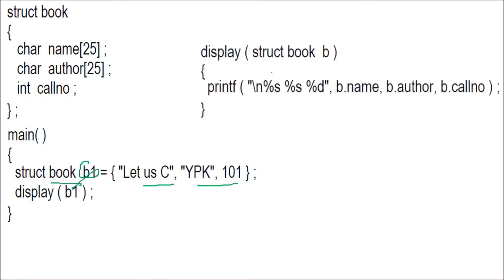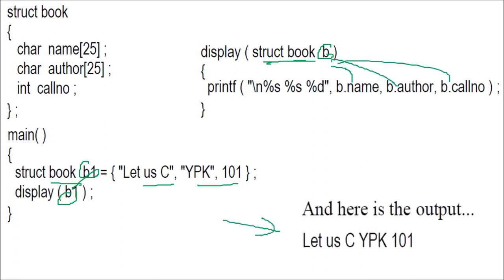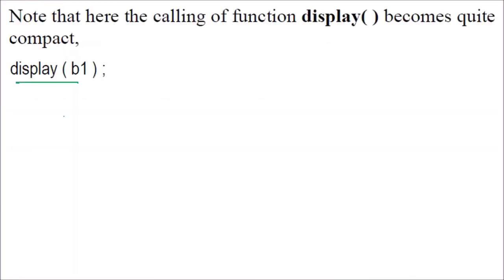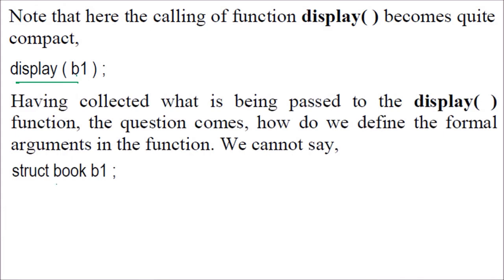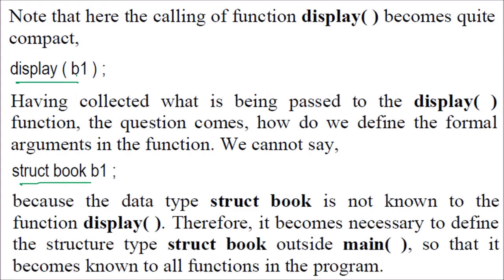And when we are passing B1, we are taking struct book B, because this is a structure, we are taking it in the same structure variable. And we are just using B dot name, B dot author and B dot call number to print it. So the same result will be there. So this is how we call, and when we call this B1, we have initialized B1, and this struct book is not known to display.